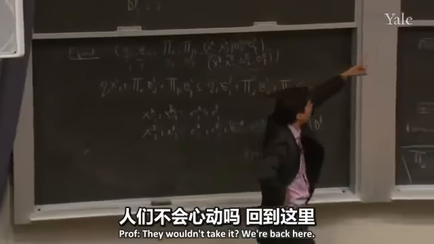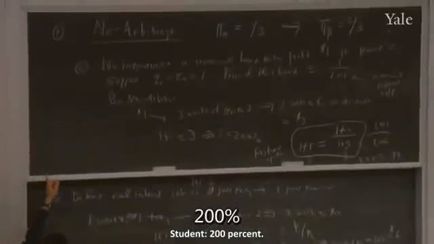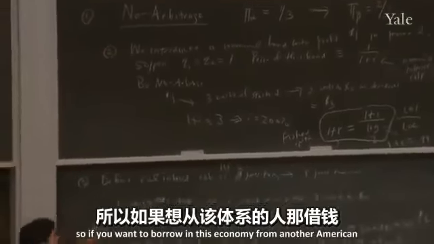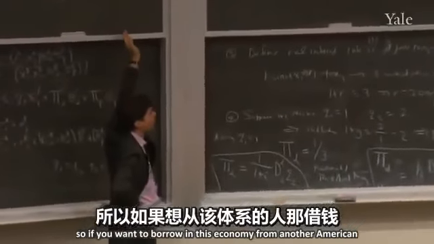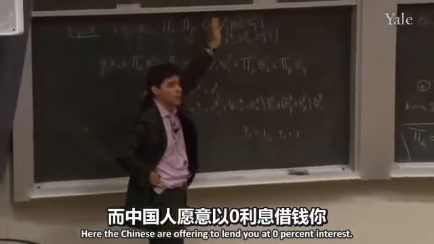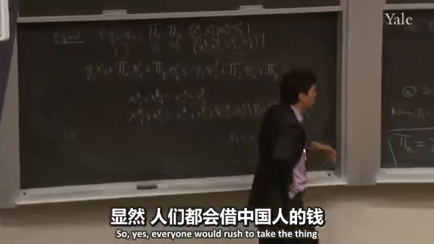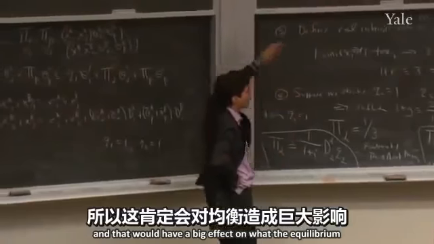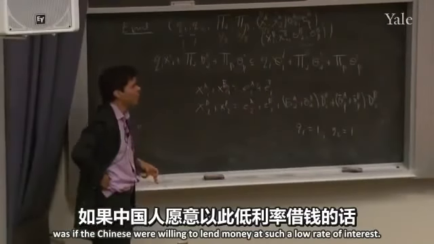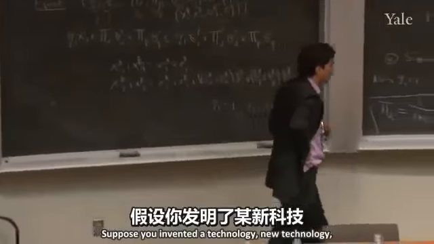We're back here. What's the nominal interest rate in this economy? 200% interest. So if you want to borrow in this economy from another American, you have to give the guy 200% interest. Here the Chinese are offering to lend you at 0% interest. So yes, everyone would rush to take the deal. And that would have a big effect on the equilibrium if the Chinese were willing to lend money at such a low rate of interest. Okay, let's try another question.